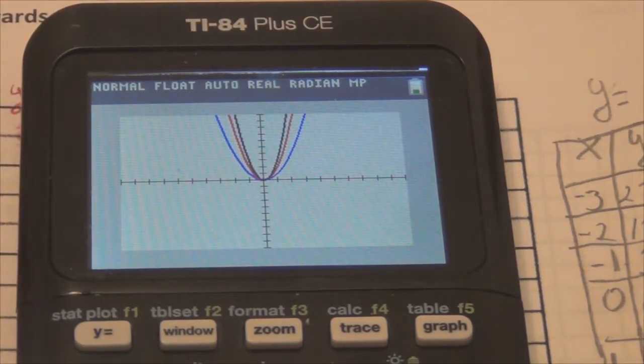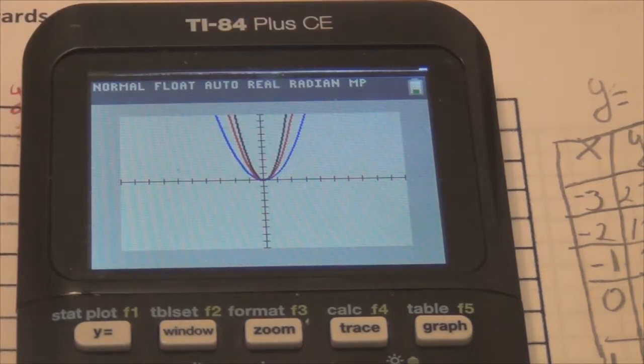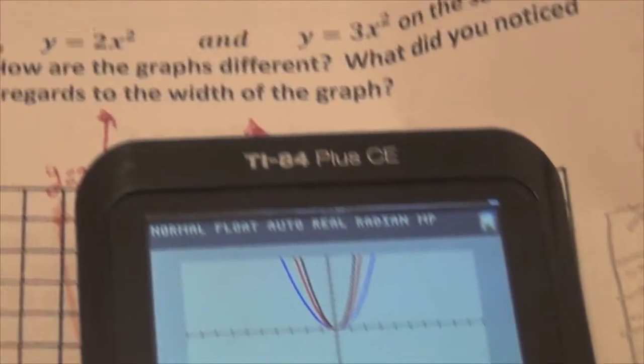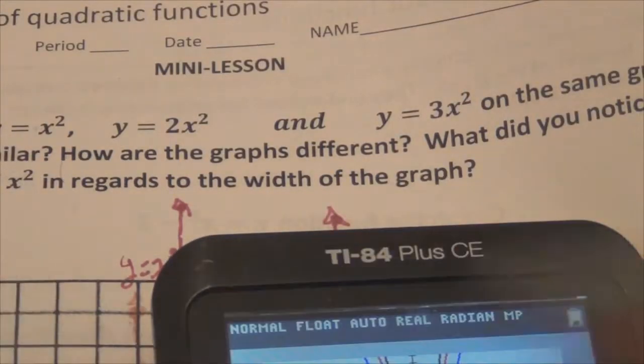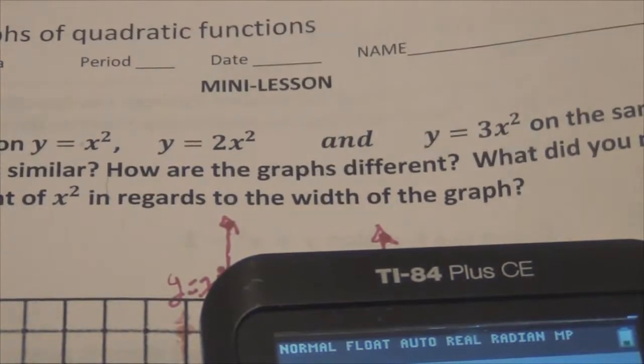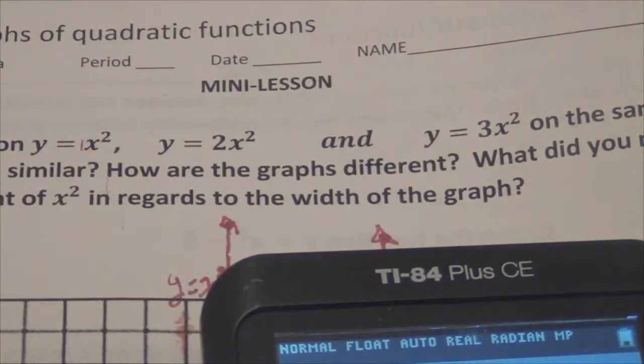The coefficient of the blue one, x squared, is 1. The leading coefficient here is 2. The leading coefficient is 3. What can you say about the graphs? How are they similar? Well, they're all quadratics. The graph of all of them is a parabola, or they all are parabolas.